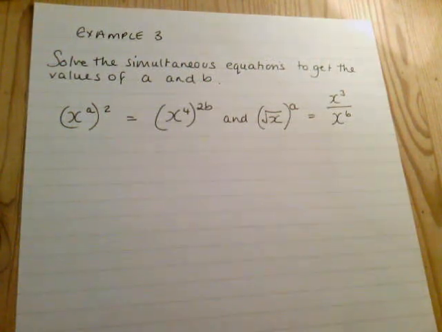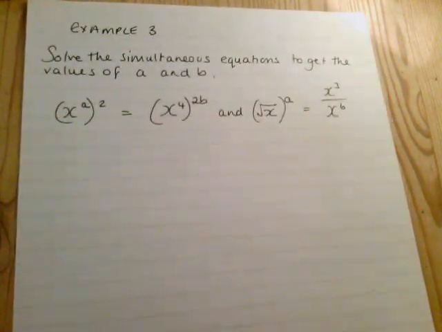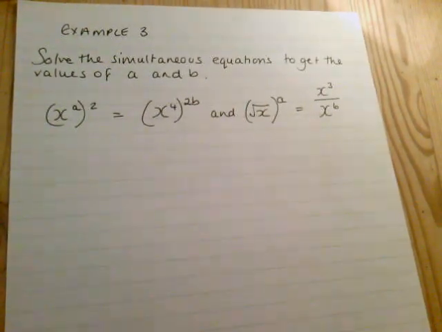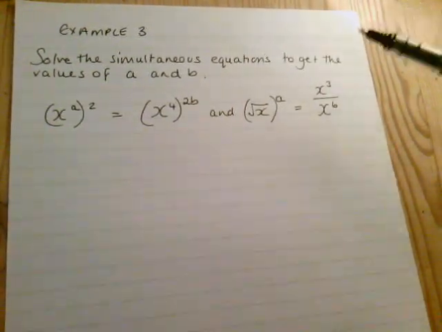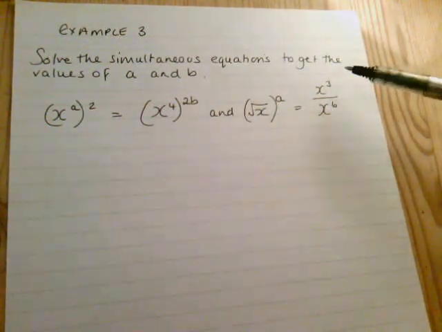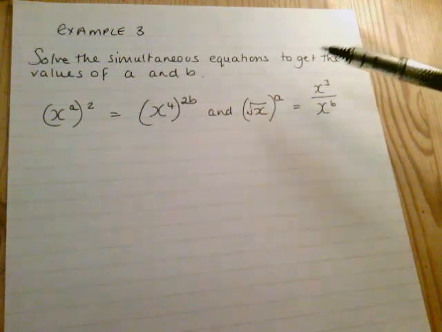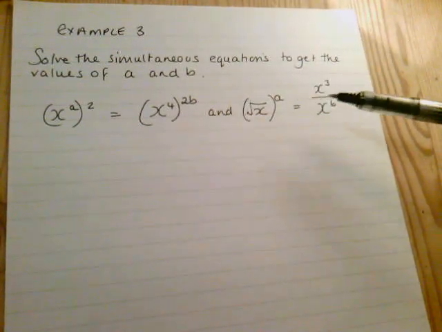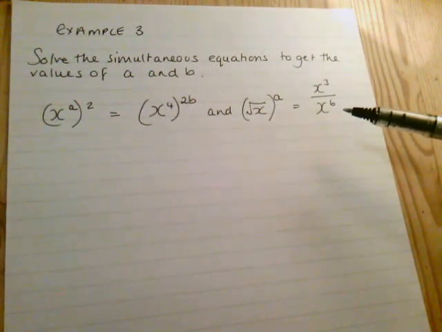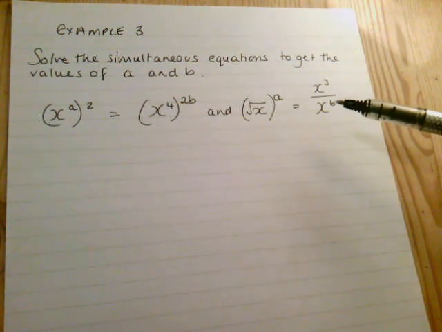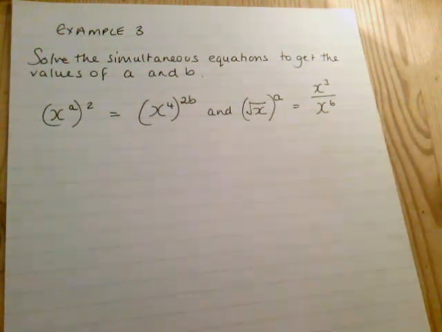So following on from the previous video, these two examples are a little bit trickier, solving equations with exponents. So this example asks us to solve the simultaneous equations to get the values of A and B. Okay, so simultaneous equations, we're obviously going to be looking for two separate equations that we can then use either elimination or substitution to solve to find A and B.